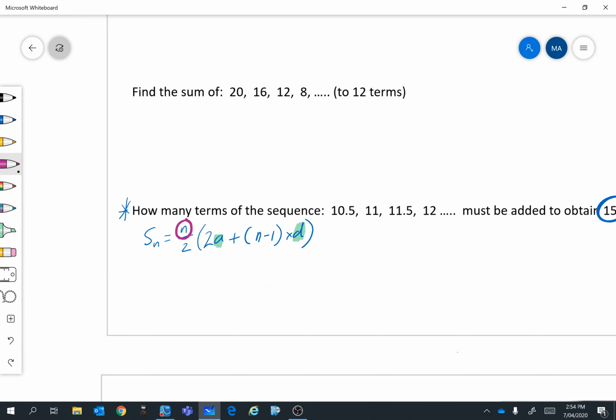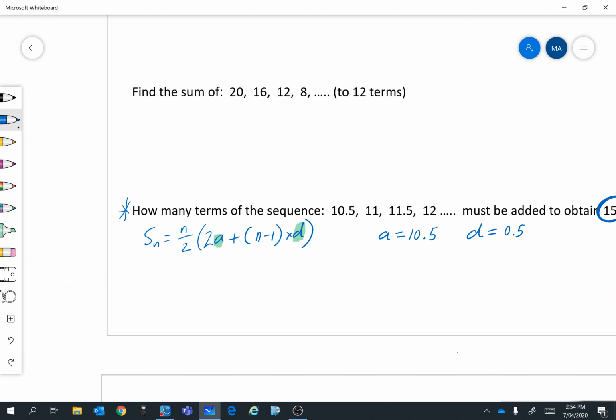So I'll get rid of those. Maybe you want to pause the video at this stage and see if you can determine the value of the first term A and the common difference D. Then I'll write them down. Right, so the first term of this sequence is 10.5. And this sequence is increasing by 0.5 each time. So that is the common difference.